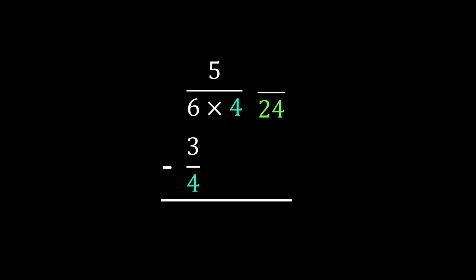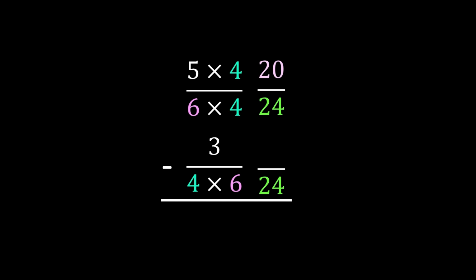And I'll do the same thing for the other fraction. For 3/4, I'm going to multiply that 4 by the 6 from the denominator of the other fraction. And 4 times 6 gives me the common denominator of 24. Now for our numerator, to make these equivalent fractions, going back to 5/6, I multiplied that 6 by 4, so I'll need to multiply my numerator by 4. 5 times 4 is 20. For 3/4, I multiplied the denominator by 6, so I need to multiply the numerator by 6. 3 times 6 is 18. Now that I have equivalent fractions, I can continue on and subtract.